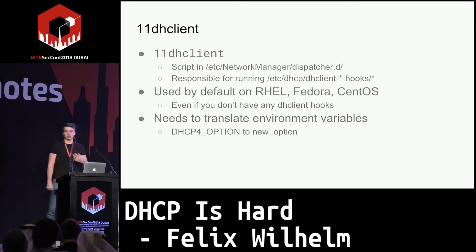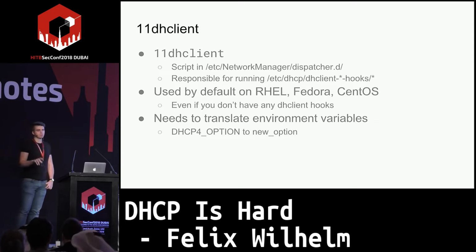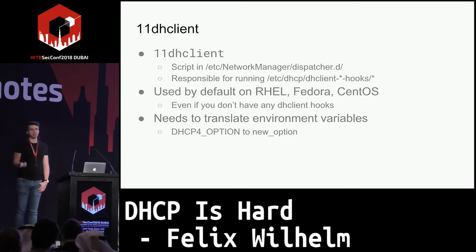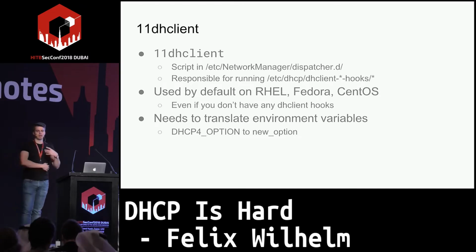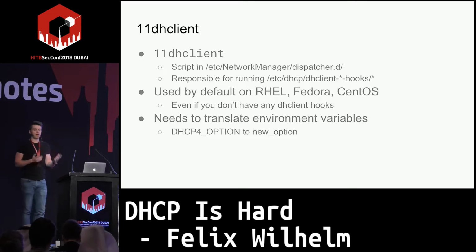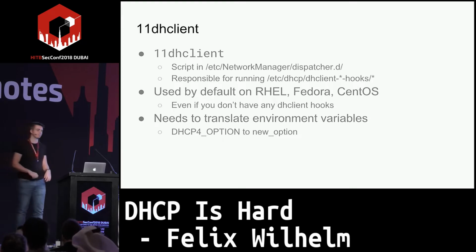So engineers at Red Hat decided to write a helper script that solves the problem. This is a script in the new dispatcher directory, and it's responsible for running all the old style hooks in the old directory. It's called 11-dhclient. It's used by default on Red Hat Enterprise Linux, Fedora, and CentOS, and is always used, even if you don't have any of the old style hooks. The only thing 11-dhclient needs to do is translate this new naming scheme back to the old version. So it needs to translate DHCP4_option to new_option.